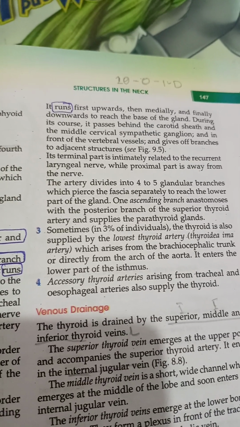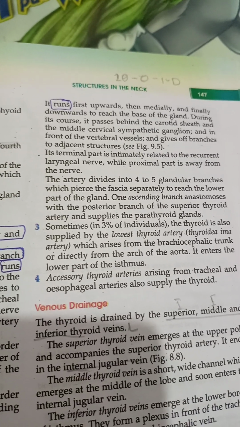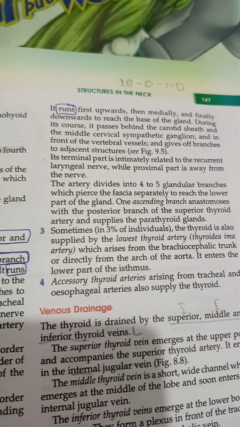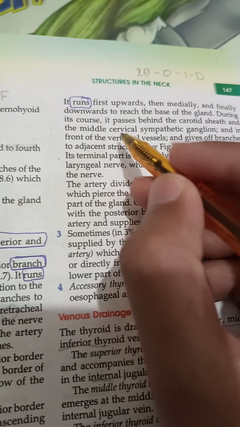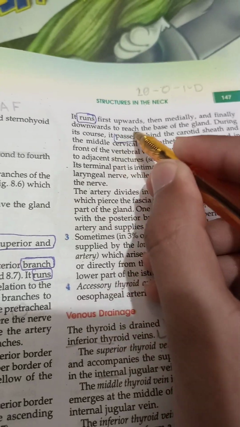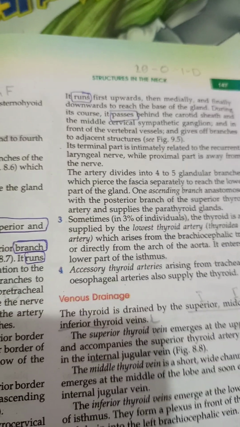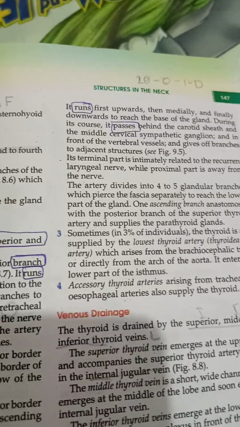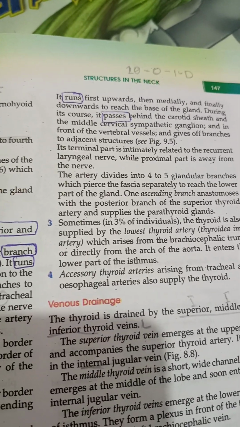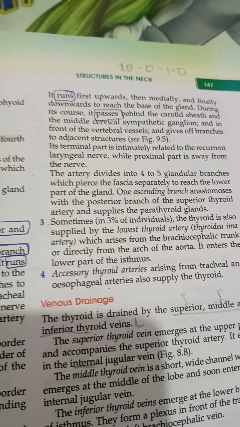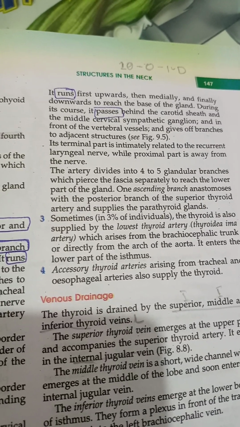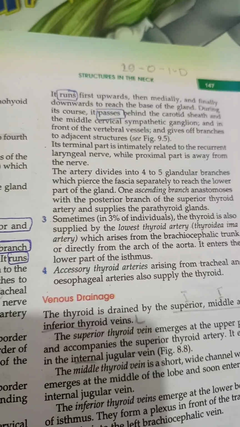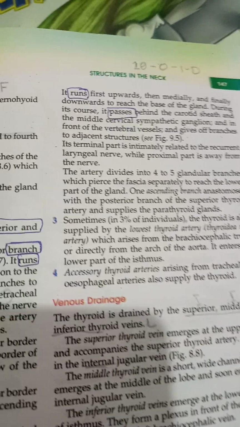During its course, it passes behind the carotid sheath and the middle cervical sympathetic ganglion, in front of the vertebral vessels, and gives off branches to the adjacent structures.